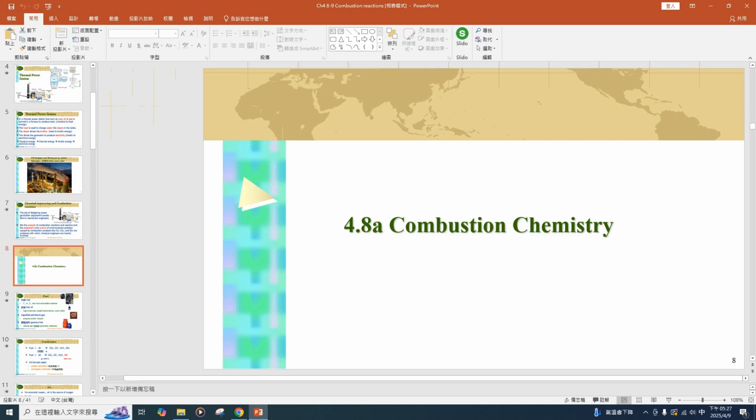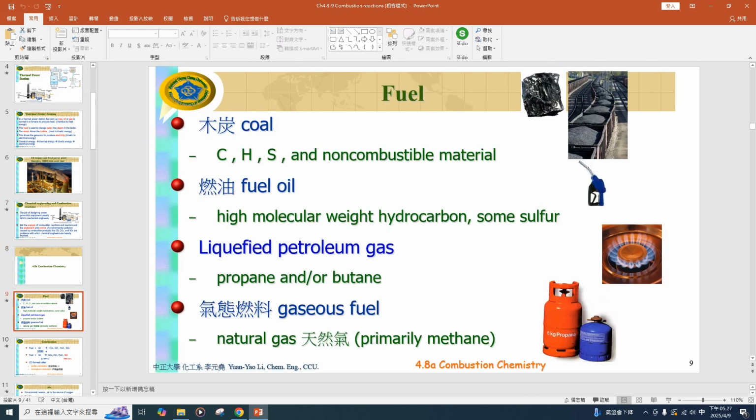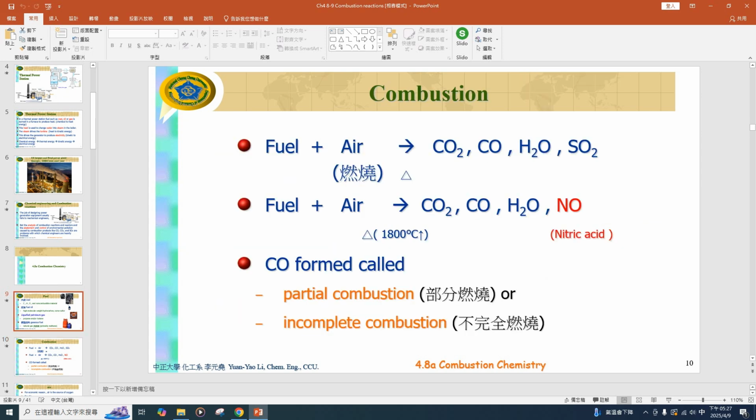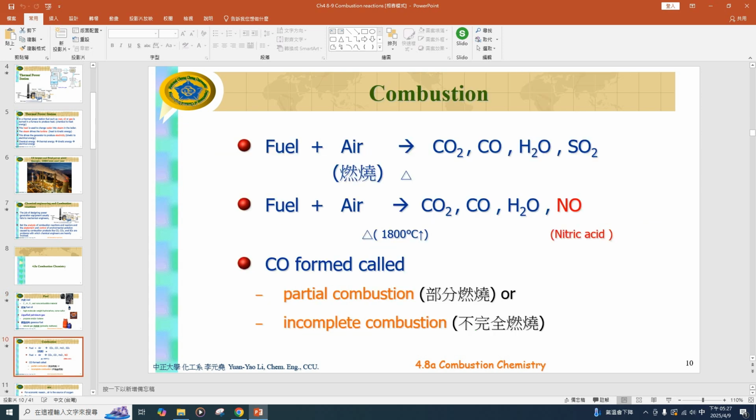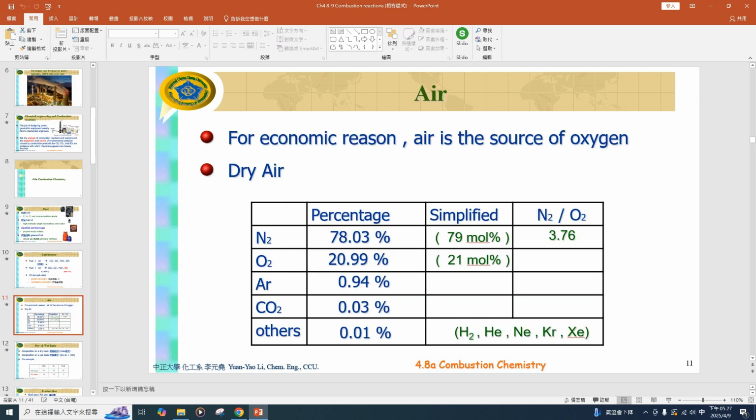So, combustion chemistry involves fuel. Fuel is energy, right? You can have solid coal, liquid oil, and liquefied petroleum gas, or the gaseous fuel, natural gas. Right? Natural gas is 85% to 90% methane. Okay? That's what we are going to buy from the United States, right? Okay. Because of Trump.